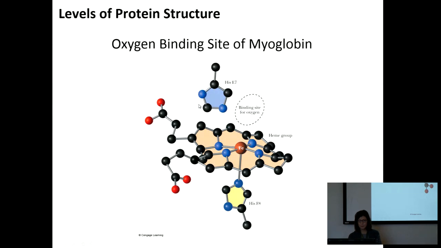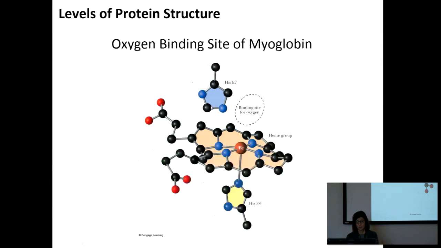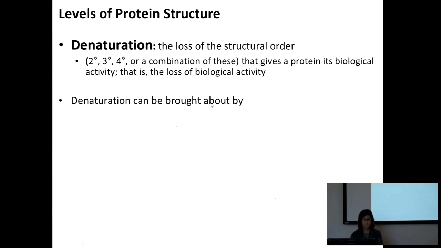Now, only when myoglobin has this nice structure, folded in this particular way, is it native. And only when it has the heme is it active. But some conditions cause denaturation, where we're losing our quaternary or our tertiary and sometimes our secondary structure, which gives the loss of biological activity.